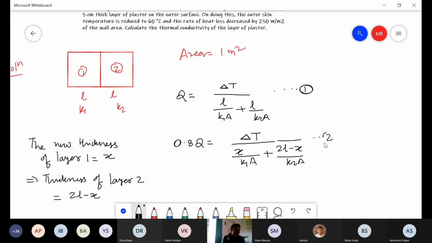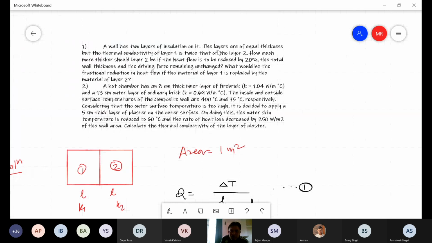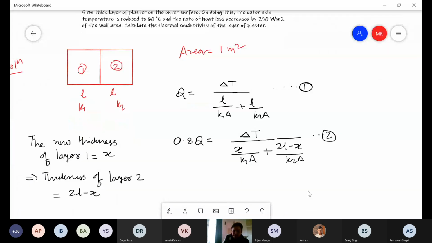In addition to this, what is given is the thermal conductivity of layer 1 is twice the thermal conductivity of layer 2. That is what is given in the problem statement. If we go back and see, the thermal conductivity of layer 1 is twice that of layer 2. Correct. So that means equation 2 can be rearranged further.